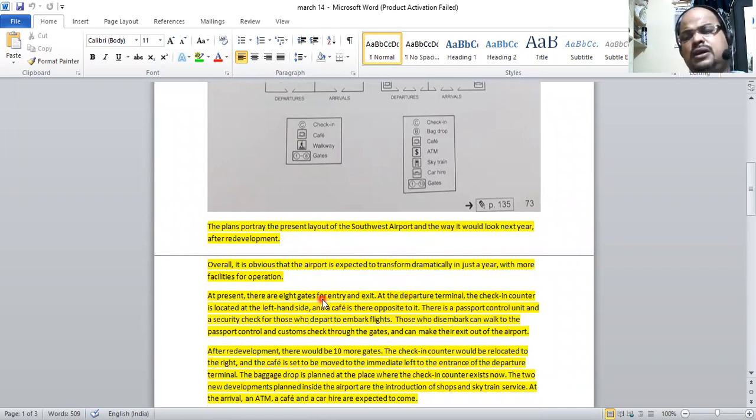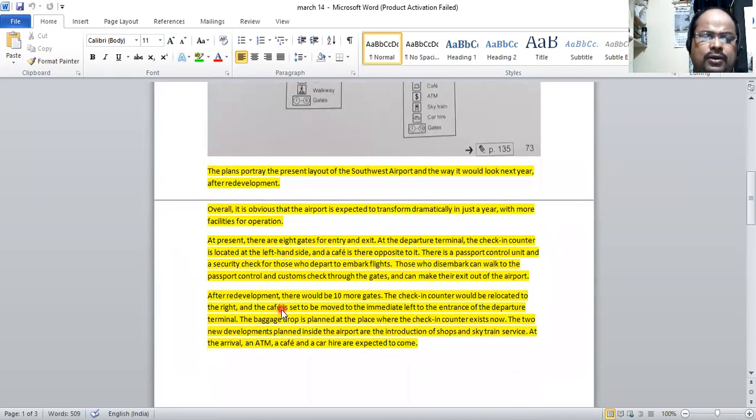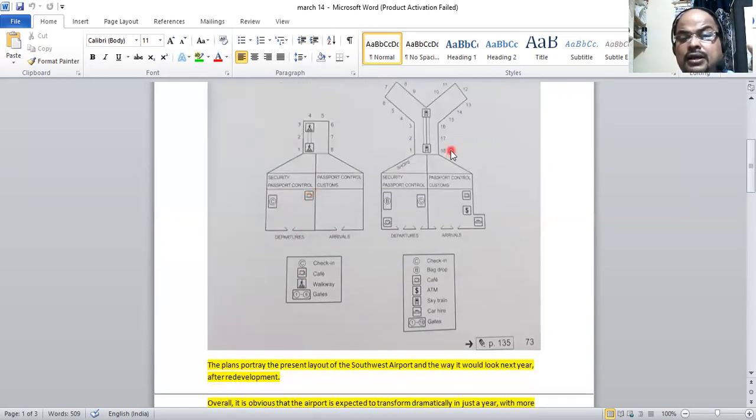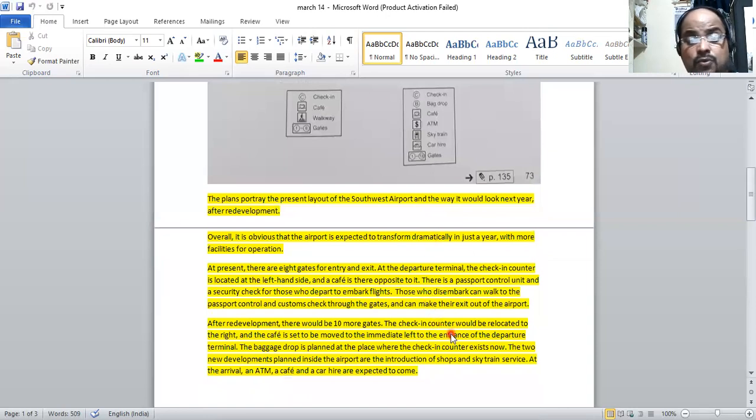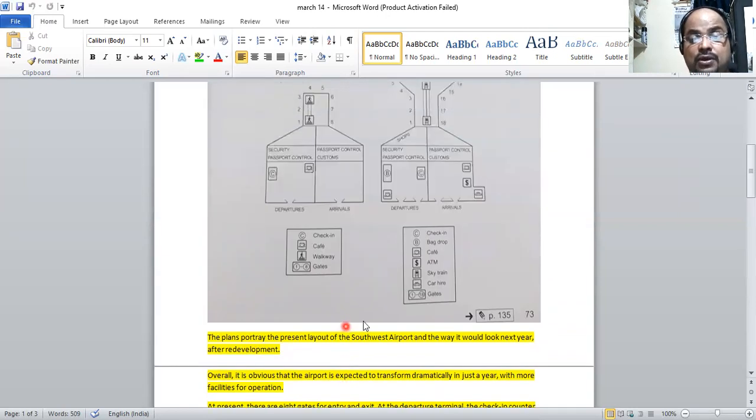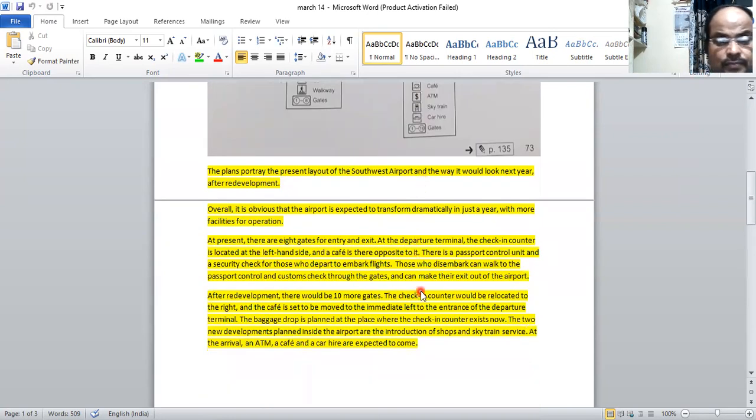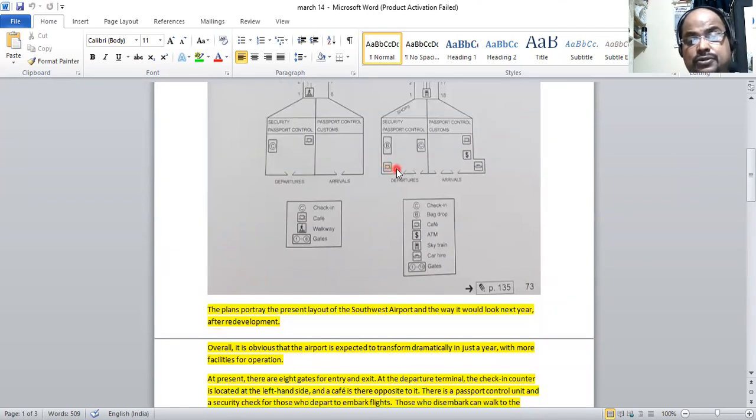Now this is a simple thing, we don't have any complex things there. But after redevelopment we have 10 more gates. Already we have 8 plus 10, so 18. The check-in counter would be relocated towards the right. And the cafe is said to be moved immediately to the left of the entrance of the departure terminal.